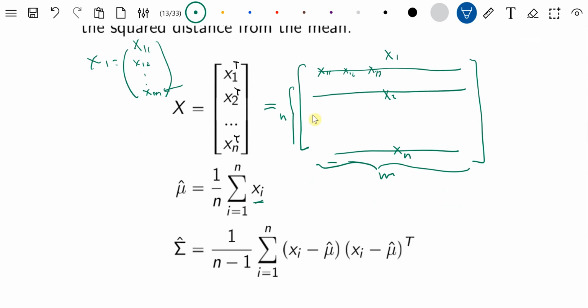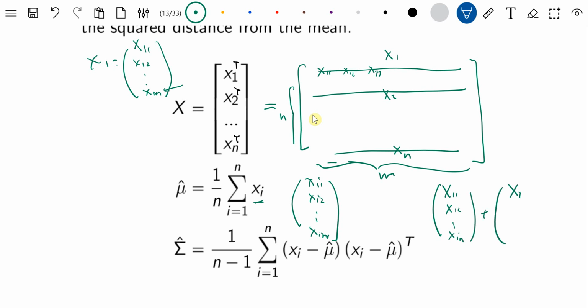So given that xi is basically this xi1, xi2, until xim vector, this mean is basically x11, x12 until x1m, plus the second one, x21, x22 until x2m, and add the third one, and so on. Add all of them up, divide by n, and you'll get this mu hat. Mu hat is not a number, it's a vector.